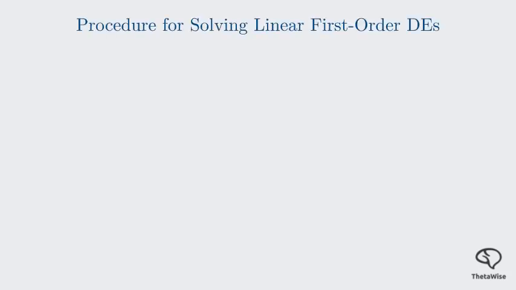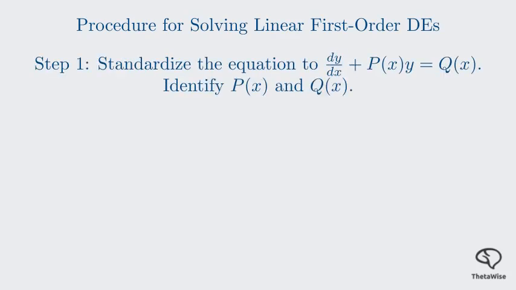Let's summarize the procedure into a step-by-step guide you can follow to solve any problem of this type. I recommend you write these steps down as they are your roadmap to success. Step 1. Rewrite the given equation in the standard form, dy/dx plus P(x) times y equals Q(x). This is your starting point. If the equation isn't in this form, you must manipulate it algebraically until it is. Once it's in standard form, identify what P(x) and Q(x) are.